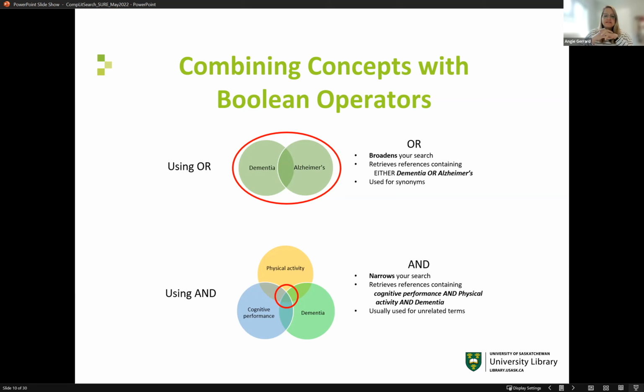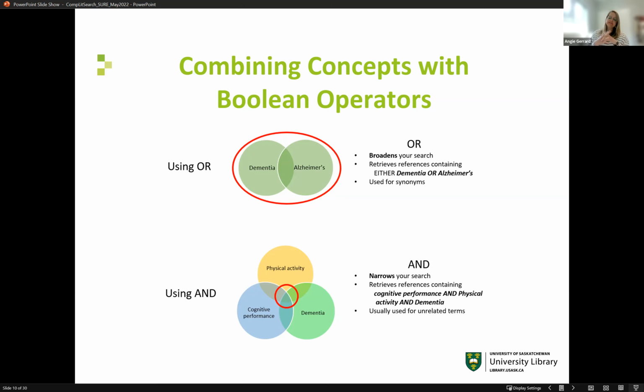And so you can see that example of or, where I want to make sure that if I'm doing my research on dementia, I'm also looking at Alzheimer's. And so I'm saying, I want dementia or Alzheimer's. And that's a way of broadening your search, because it's saying, I want either of those concepts. It doesn't matter. So dementia or Alzheimer's, okay? And so those would be used for synonyms, because you're saying, I want anything to do with that kind of area.